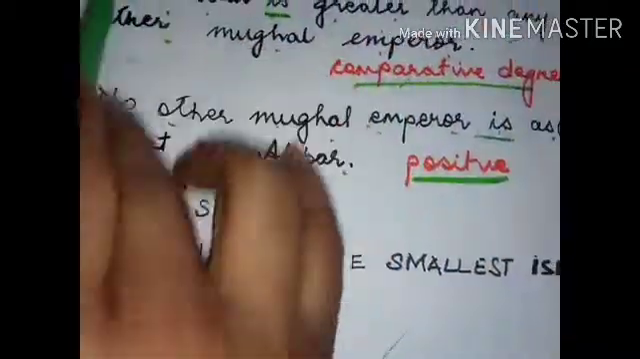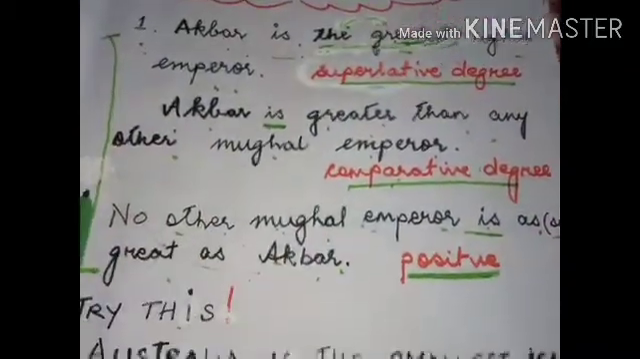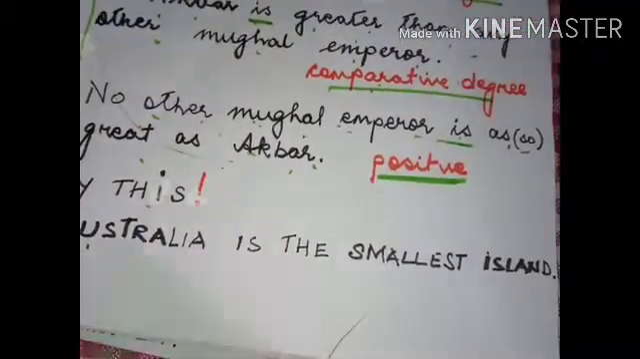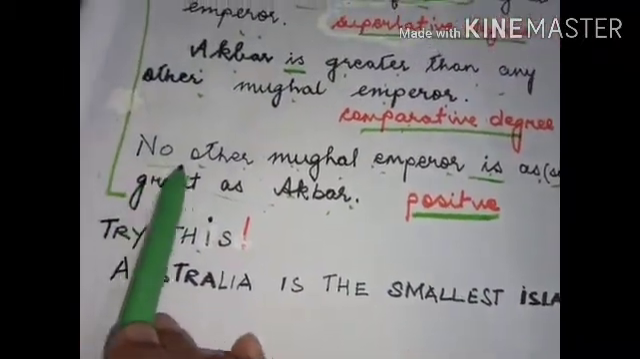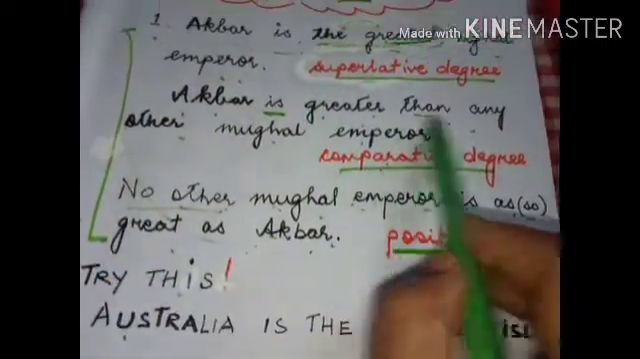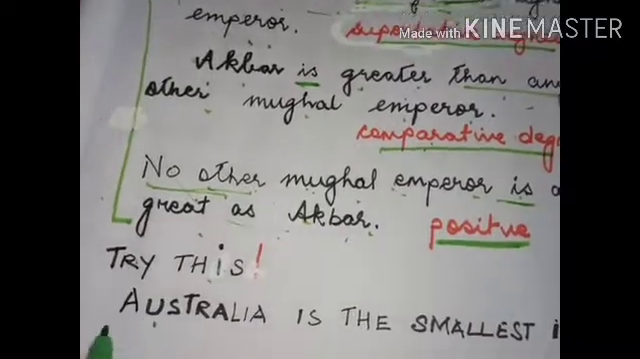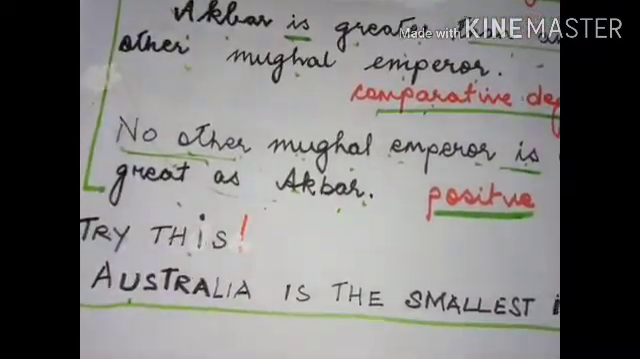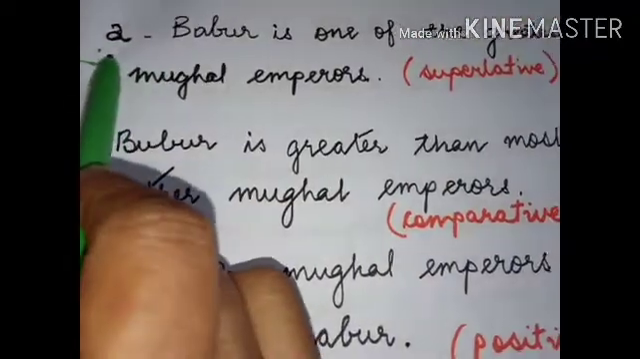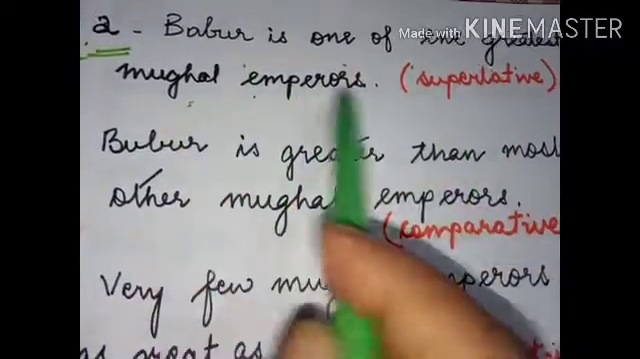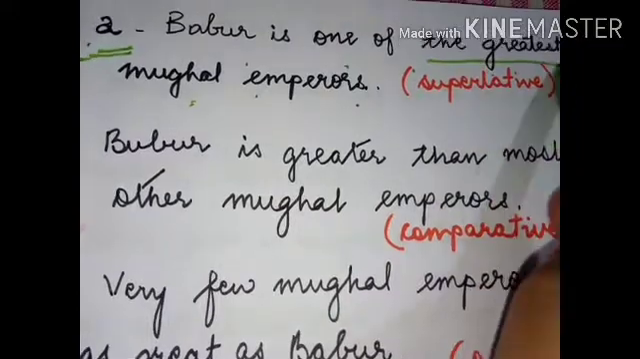So in all the 3 sentences, the meaning is that Akbar is regarded to be a great Mughal emperor and he is the greatest. But only we have used a pattern here, than any or no other in the positive. So just keep in mind while doing this one. Okay. Now look at pattern number 2. Babur is one of the greatest Mughal emperors. Now this one is in the superlative degree.